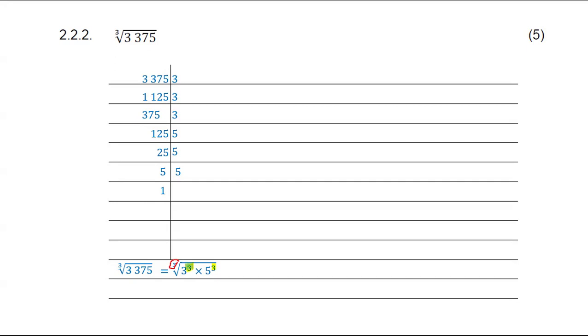3 divided by 3 gives you 1. 3 divided by 3 also gives you 1. So you'll have 3 to the exponent of 1 times 5 to the exponent of 1. And 3 times 5 gives you 15. So the cube root of 3,375 is 15. That was question 2. Try question 3.